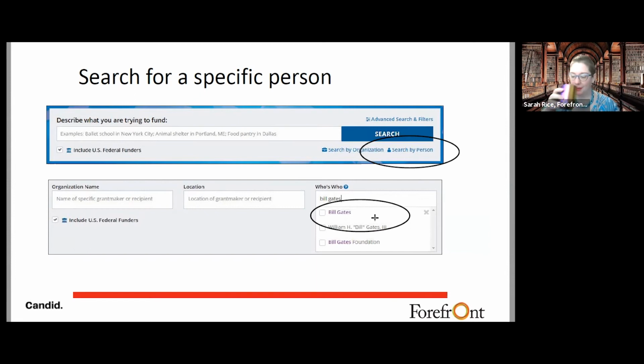So you may need to pick multiple results and see which one actually ends up being what you were looking for, or it may just be something where you need to find more information in order to do that search. Those are the various ways to search the Foundation Directory Online Essential database.